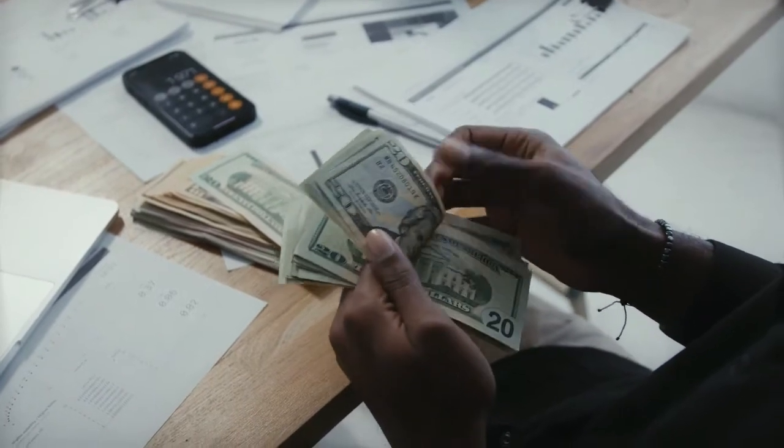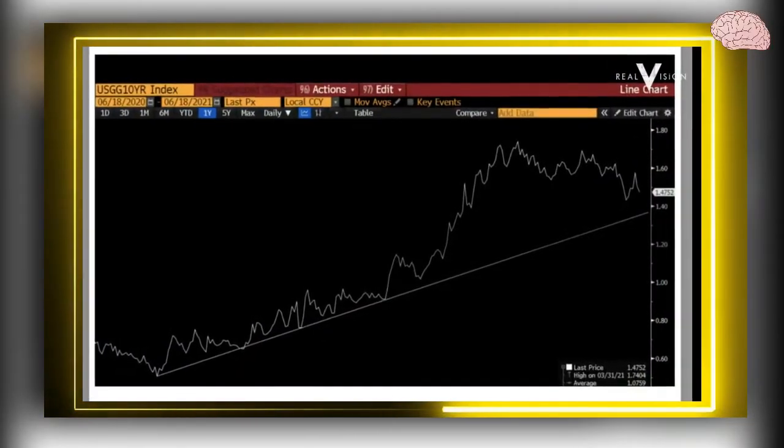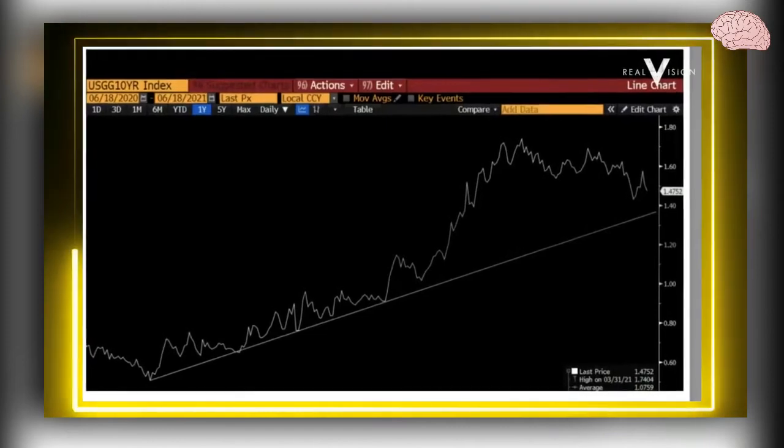Also, 10-year bond yields, you saw they spiked a while ago back in March, and they've been coming off since. Now we're starting to get to the key level, which is about 140 on the 10-year. If we break that trend line, then the likelihood is we start going back towards the lows.